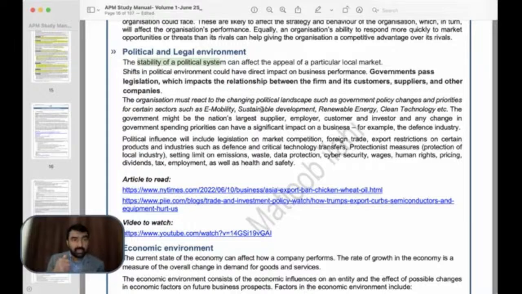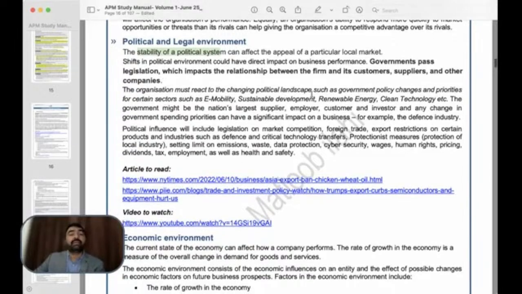So they would be willing to invest further, or invest in new business activities, in new projects, in new business development strategies they would be developing, if there is stability in the political system of a particular region or a country. Shifts in political environment could have direct impact on business performance.